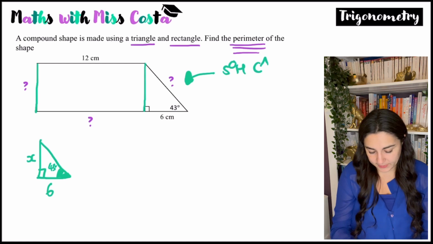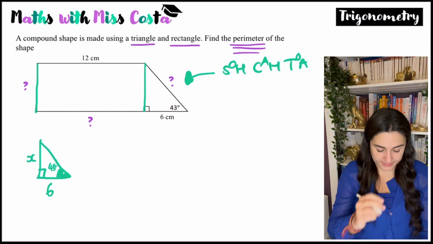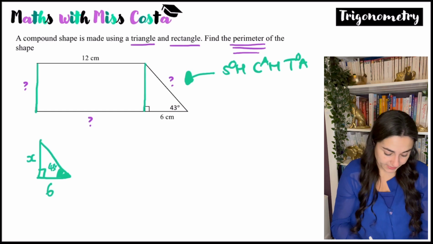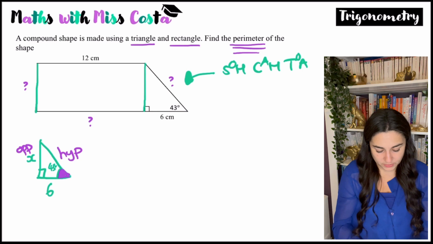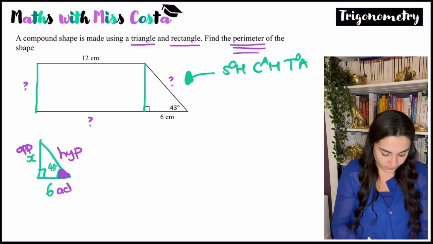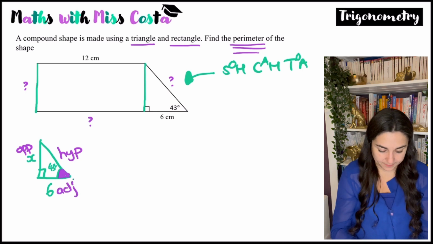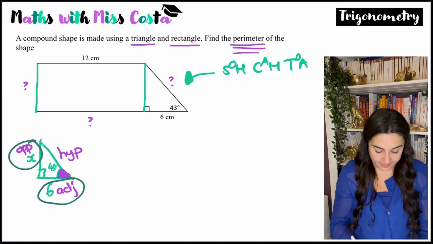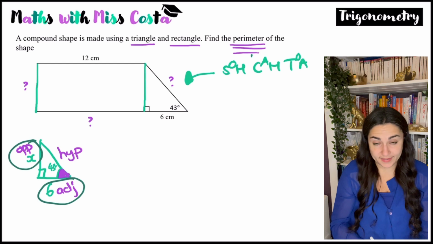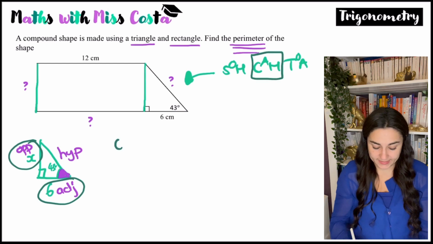So out of SOHCAHTOA, if I label my triangle first, because with trigonometry that's good practice. This is your angle here. Then the opposite side is going to be this one here. The hypotenuse is always the side opposite the right angle, and this is going to be my adjacent. So the 2 sides I'm working with are the adjacent, which I've been given, and the hypotenuse, which I'm trying to find. So the trigonometric ratio that has the adjacent and the hypotenuse, A and H, is cos.